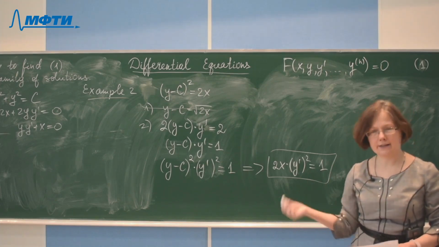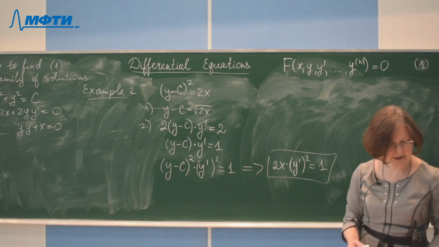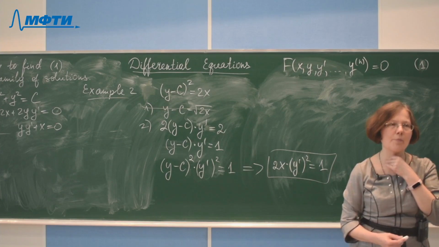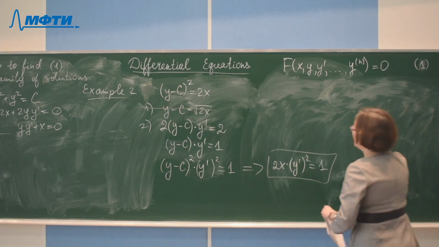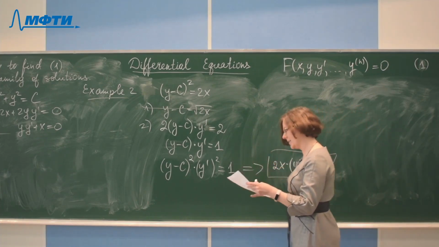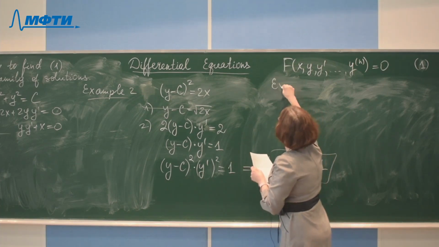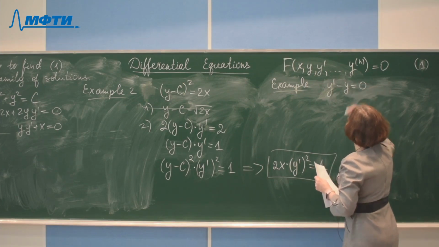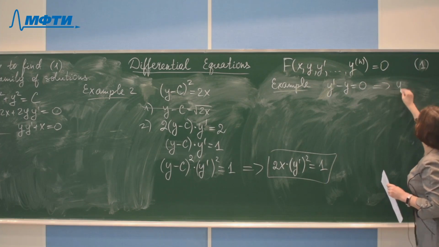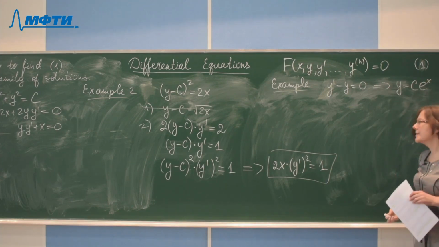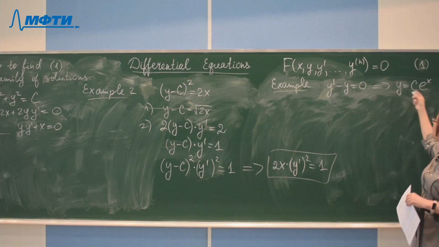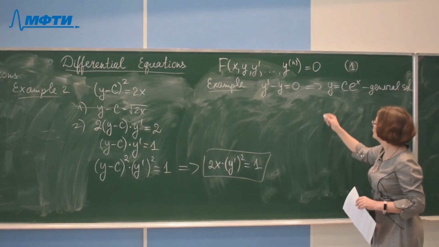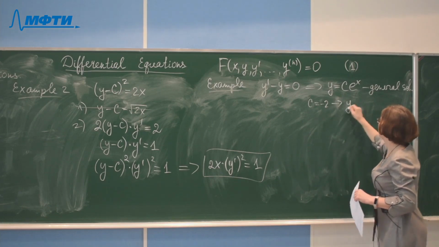But this is also not correct, because sometimes there are particular solutions that are not obtainable from a general solution. Let's consider some counterexamples, and then we will discuss the correct definitions. For example, given the equation y prime minus y equals 0, we can prove that y equals c e to the x is a general solution. This is a one-parameter family of solutions. And if we substitute, for example, c equals -2, we will get a particular solution.